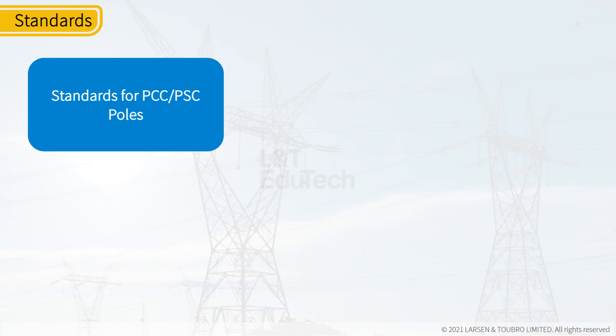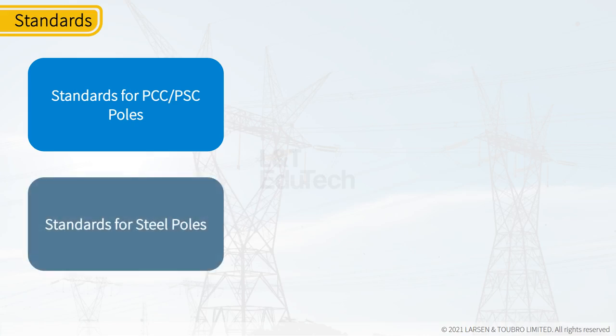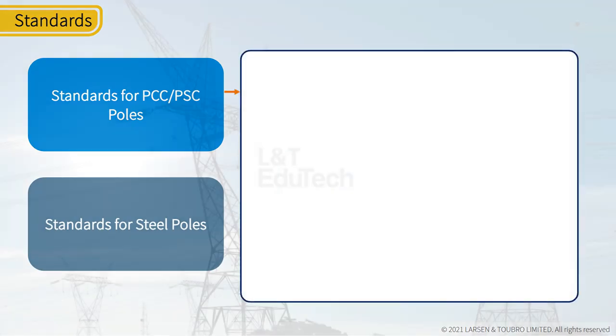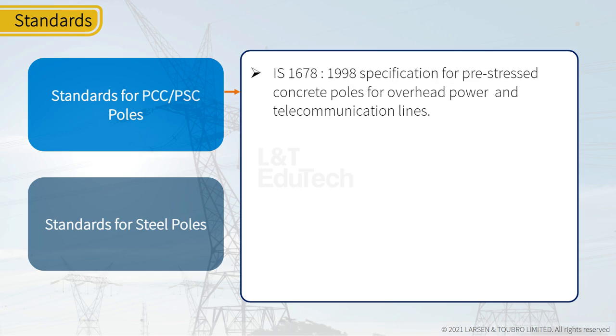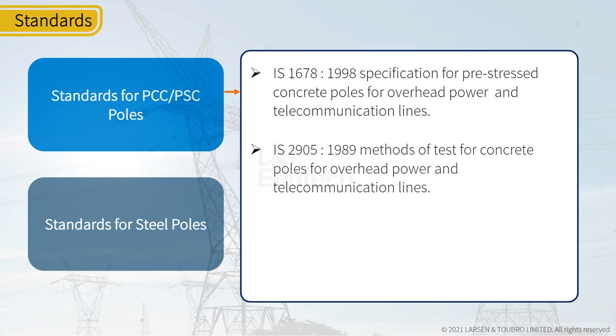Let us understand the standards for PCC, PSC poles and steel poles. Standards for PCC, PSC poles: IS 1678-1998, specification for pre-stressed concrete poles for overhead power and telecommunication lines. IS 2905-1989, methods of tests for concrete poles for overhead power and telecommunication lines.